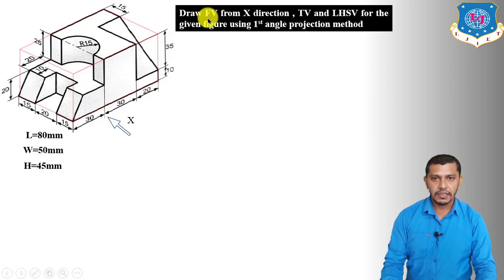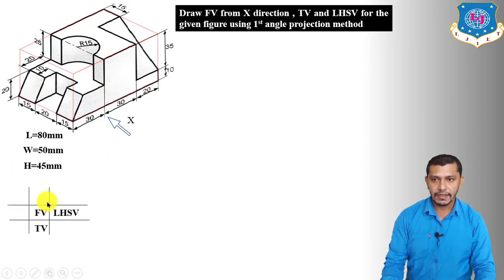Now the second thing is we have to position the front view, the top view and the left hand side view of the object by using the first angle projection method. So let us decide the position of the front view, top view and left hand side view. So the top view will be below the front view and the left hand side view will remain on the right hand side of the front view.